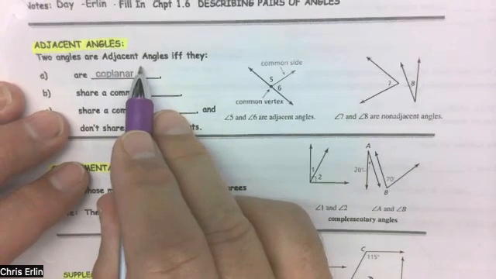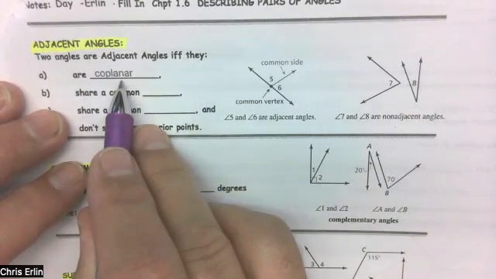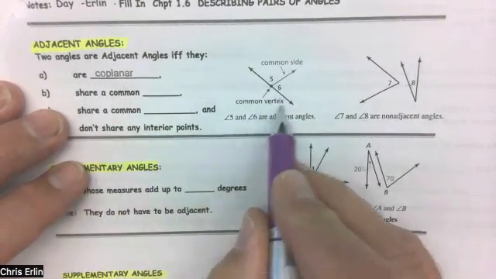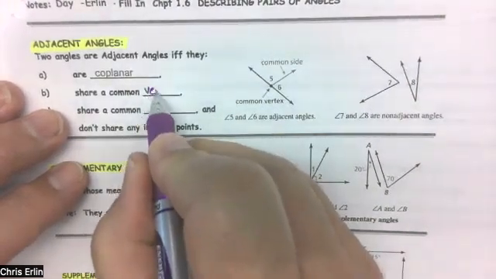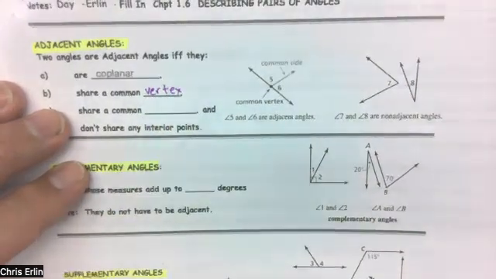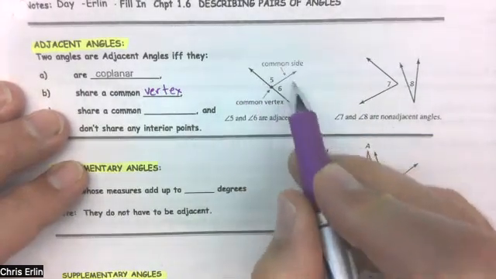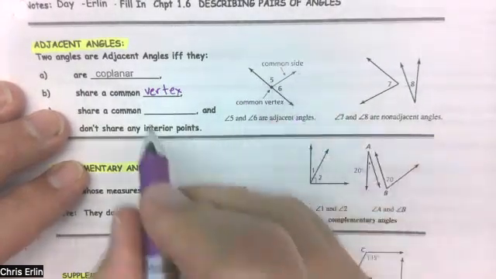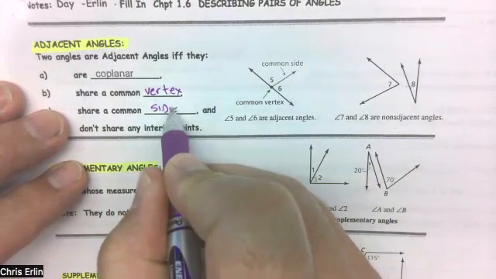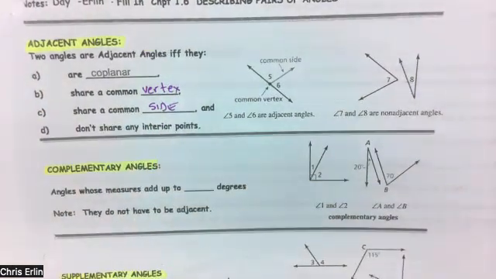For angles to be adjacent, they have to be coplanar. They have to share a common vertex. And they have to share a common side. So angle 5 here and angle 6 both share this side. And they can't be overlapping.